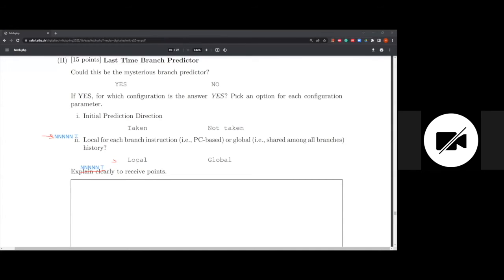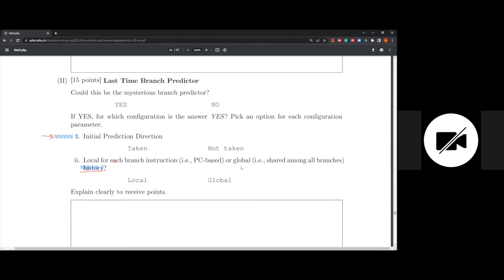So local means that every branch instruction has its own one level of history, right? We treat the previous outcome separately for every branch instruction by using the program counter to differentiate the two instructions. Or the second option is to use a global last time branch predictor, where the branch history is shared across all the branches.